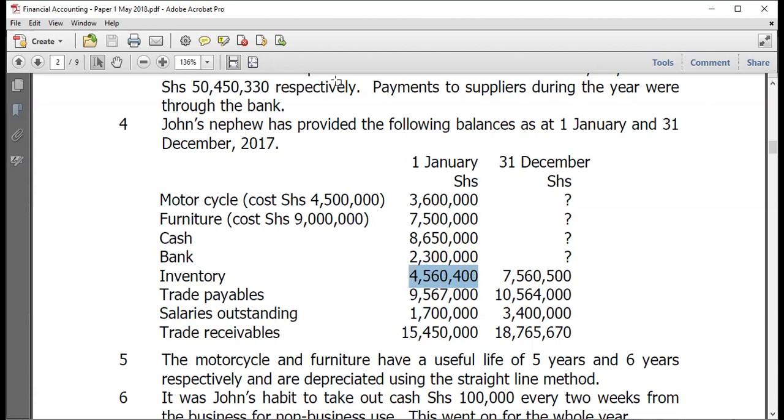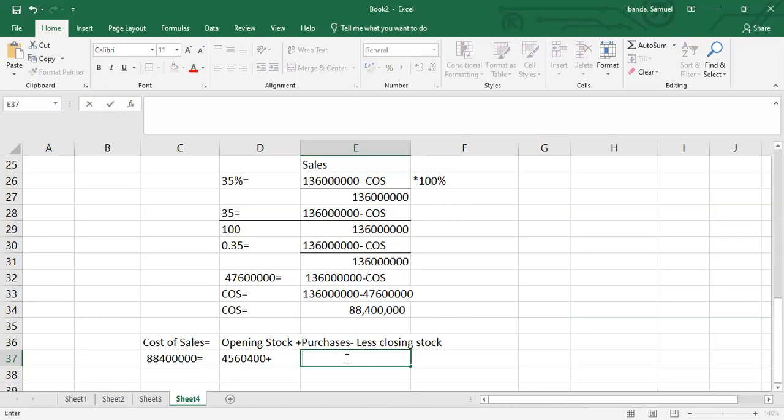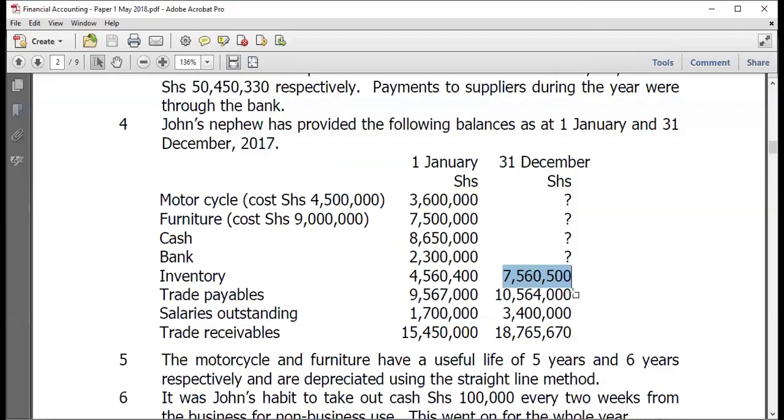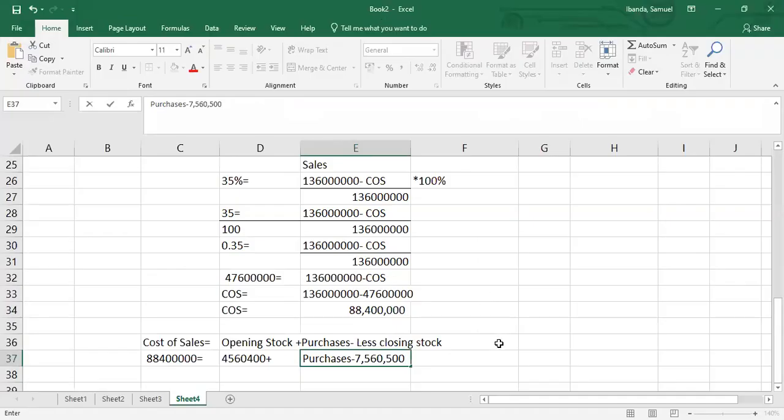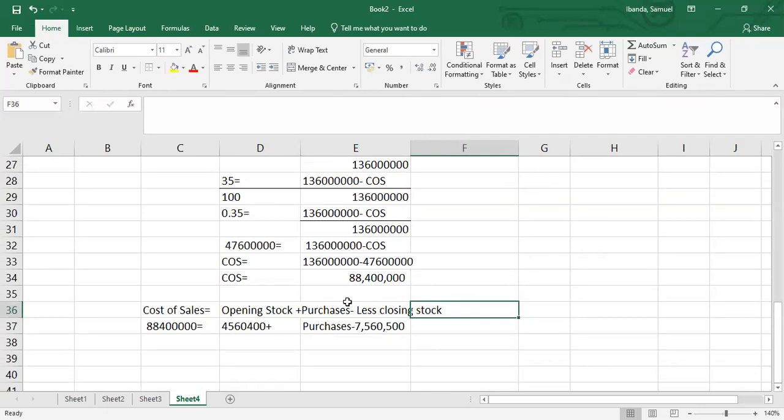So I'll pick this value and take it the other side. Write it there, okay? And then on this figure, I'm adding. What am I adding? I'm adding purchases. Do I know my purchases? I don't have my purchases. It is what I'm looking for. And that's why I'm doing all this. And then this should less what? Less my closing stock, which I also have here, which is 7,560,000. So I'll bring it right here. So that is what I basically have. So do you see how I'm getting my purchases very easily?